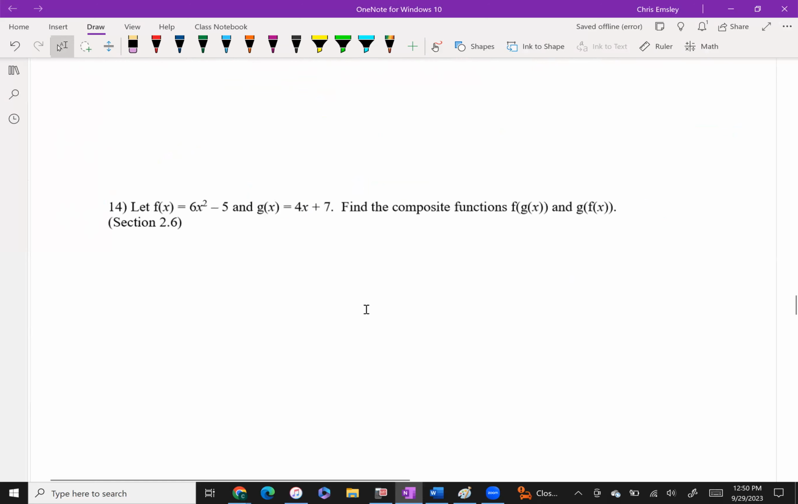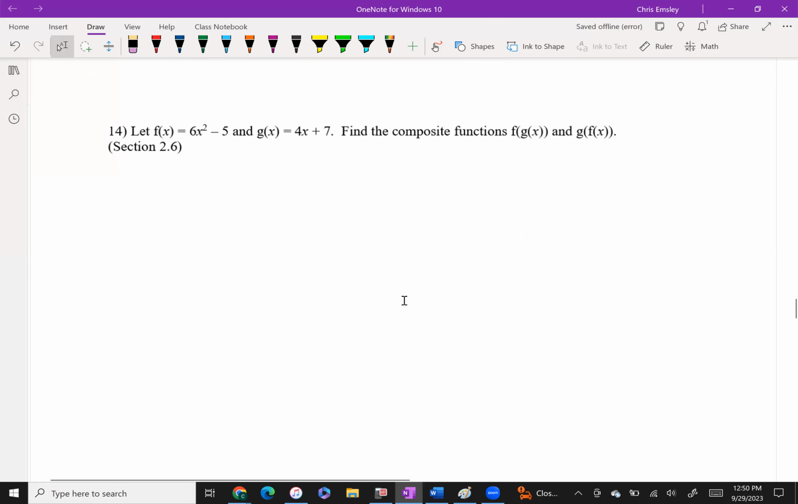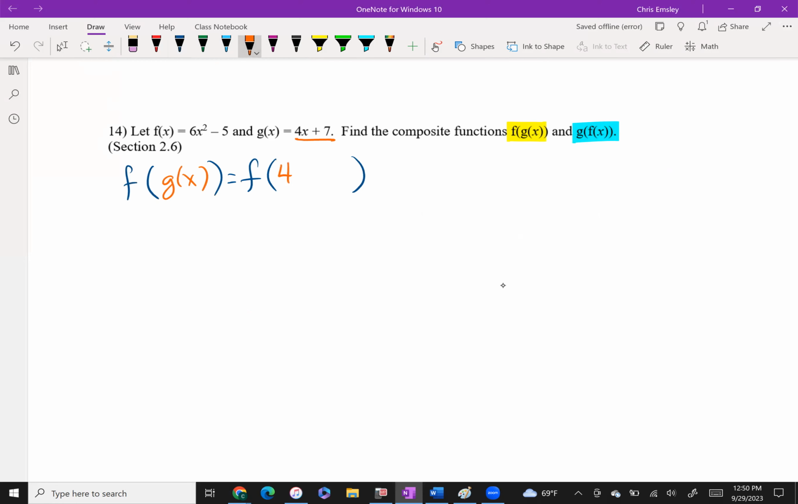Number 14 is also a composite question, but they just used a little bit different notation, a little different symbols. Instead of using that little composite notation with the little circle, they just stated it: find f of g of x. So we will do the exact same work that we did above. So f of g of x. Start by replacing g of x with the definition of the function for this problem.